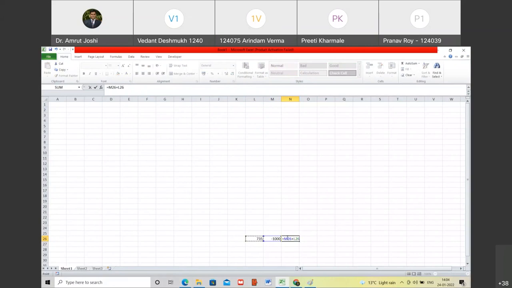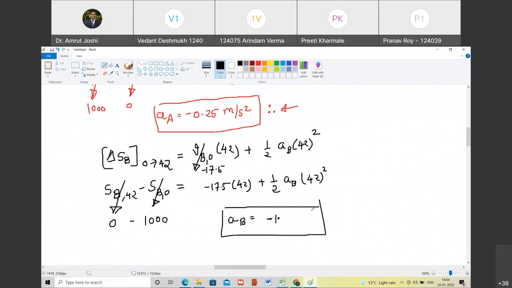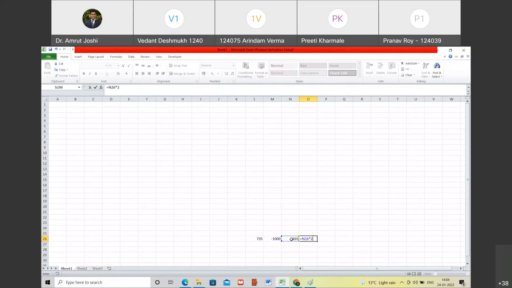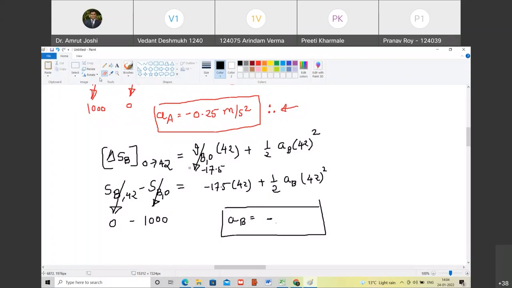And this multiplied by 2, divided by 42. Minus 0.3, is that right? Yes. So this acceleration turns out to be minus 0.3 meter per second square. Therefore, it is towards left. Now pay attention to both.